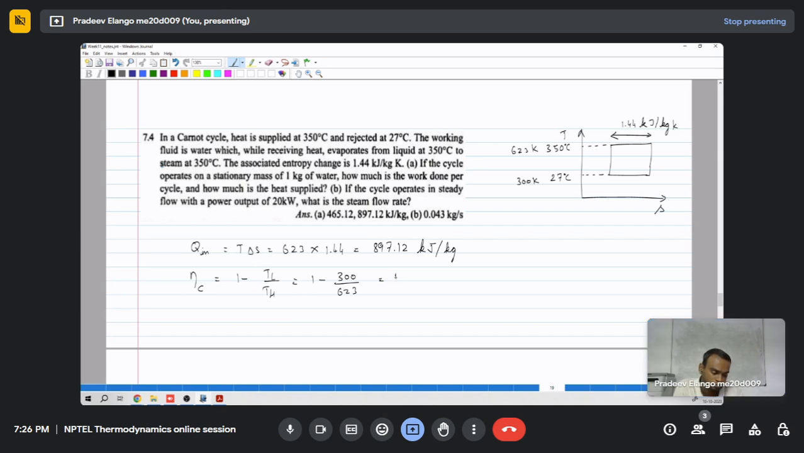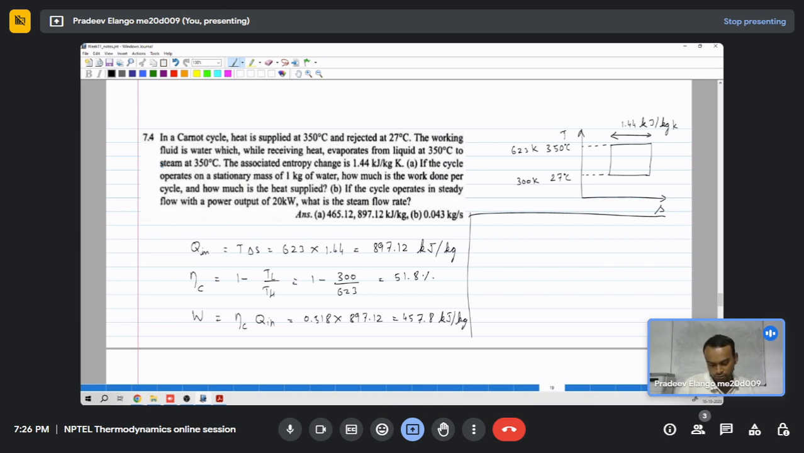So it is 51.8%. Okay. And similarly, work output can be calculated as efficiency into heat input, that is 0.518 into 897.12. So it is 457.8 kilojoule per kg. So we have calculated the work output and the heat input.